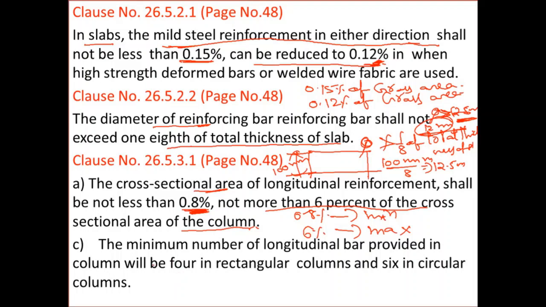So the minimum area is 0.8% and the maximum area is 6%. The minimum number of longitudinal bars provided in a rectangular column is 4. If you take a circular column, then the minimum number of bars you have to provide is 6. So in the circular column it is 6 and in the rectangular column it is 4.